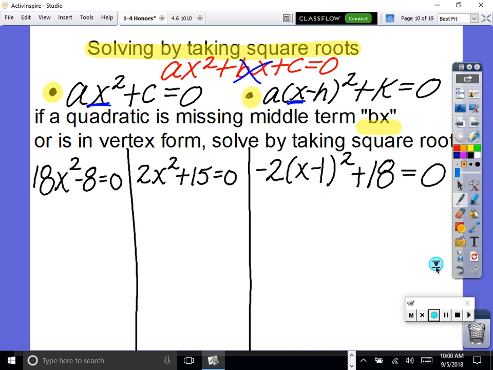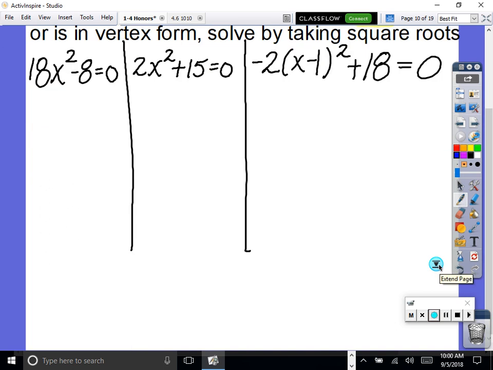So maybe just watch. You'd say, okay, I need to get x alone. I'm solving for x. So what would I do first? Add 8, then divide by 18. You got to do that before you square root it. So you have to isolate the square. So x squared is equal to 8 over 18. Now here's my suggestion, everybody.